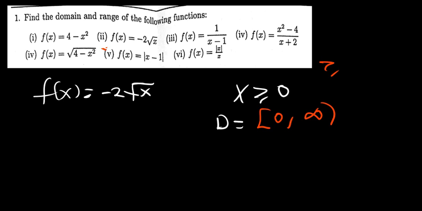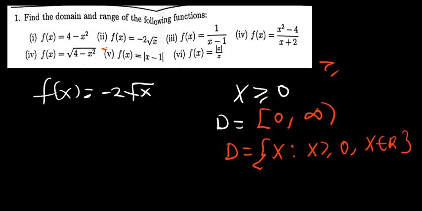I can also put the domain in set builder notation, where I say x is such that x is greater than or equal to 0, comma, x is a member of all real numbers. You can also write it in this form. It's the same thing. You can say x is a member of all real numbers, then you say x is greater than or equal to 0. It's the same thing.